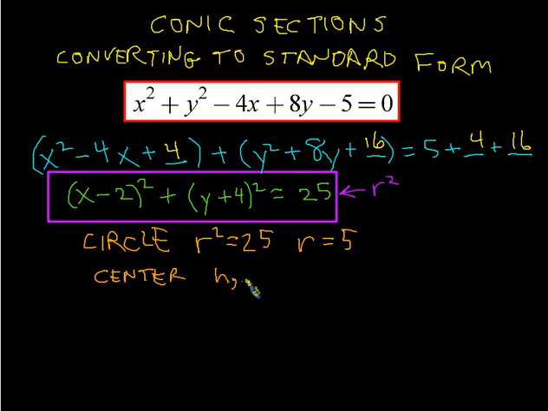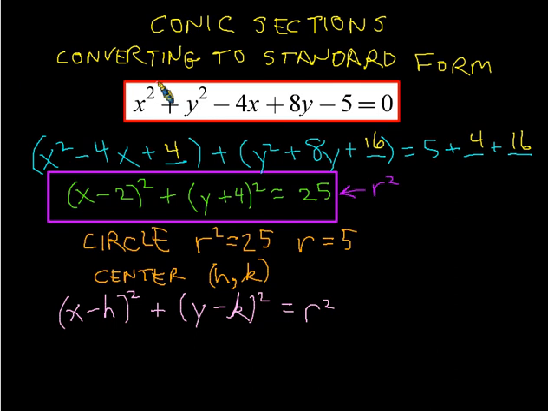And again, let's take a look at the actual standard form so that we can compare to what we see here. So if the standard form of a circle is (x minus h) squared plus (y minus k) squared equals r squared, and here we have x minus 2, then our h must be 2. So we can go ahead and write that. Here we go.